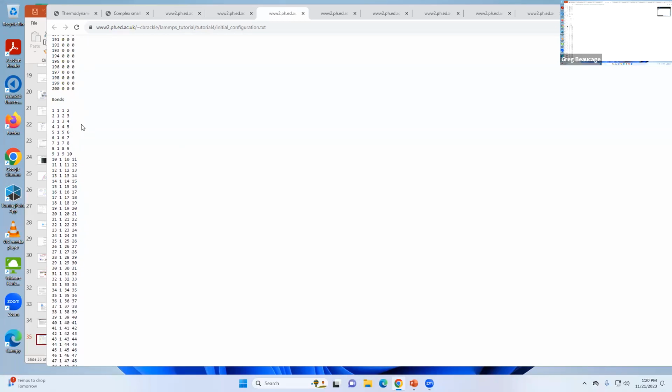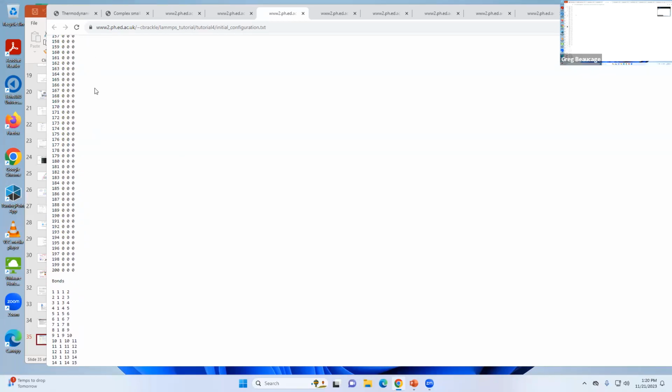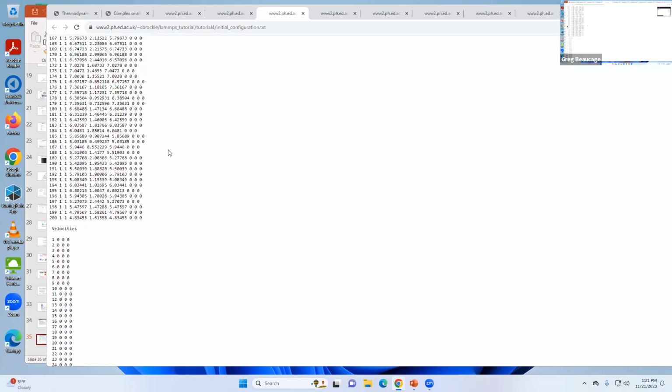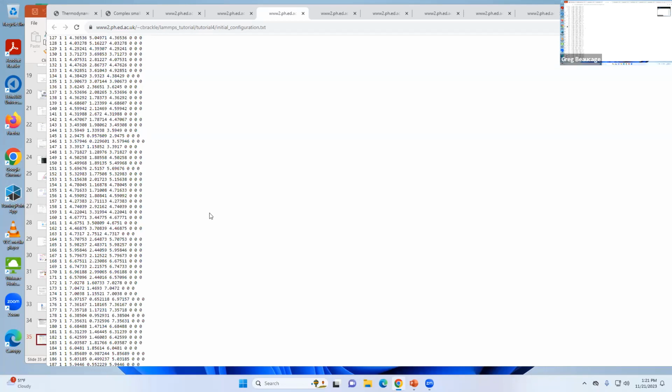But it's just going to read out. Each time you say output every 1,000 steps, it's going to output this file, and then it's going to combine those all into one file. So it'll have a time step at the beginning. It's the same as this file: it's going to have the positions and the bonds and everything.